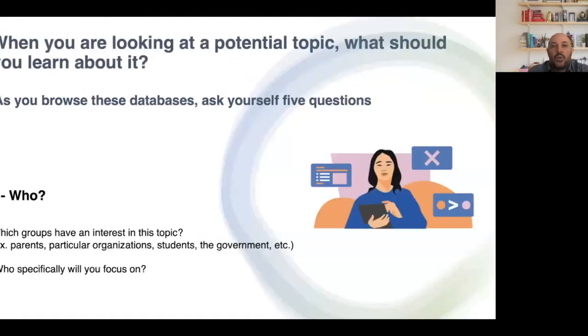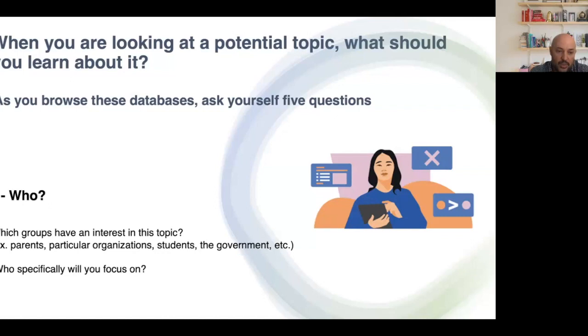So when you are looking at a potential topic, what should you learn about that topic? As you browse this database, ask yourself 5 different questions. The first one is who. Who means which group of people are interested in your topic?